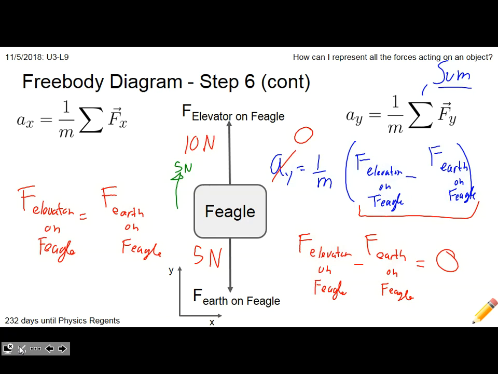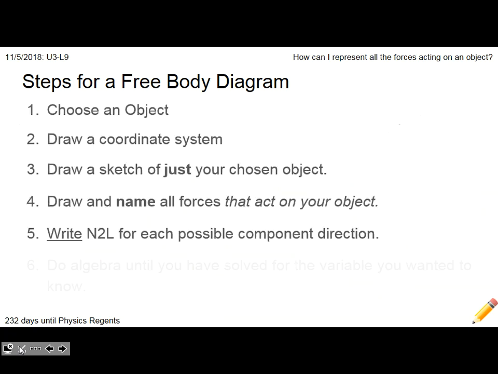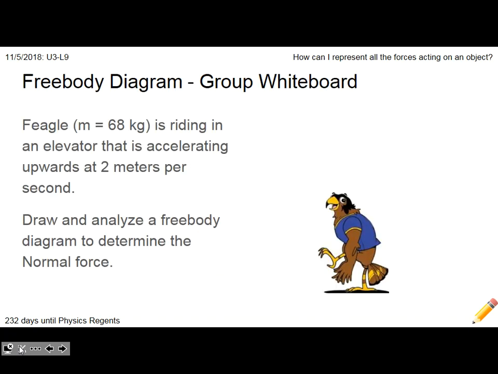Okay. So what I want you to try now at your tables is a similar setup of the steps, but what you're going to do instead is now the acceleration isn't going to be 0. What is the acceleration? Let's just do that part together. What is the acceleration?